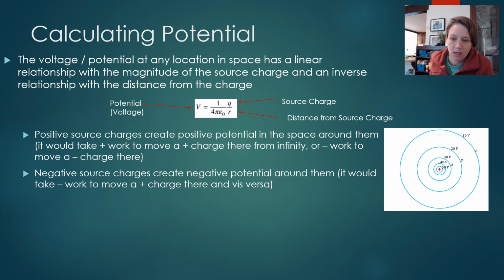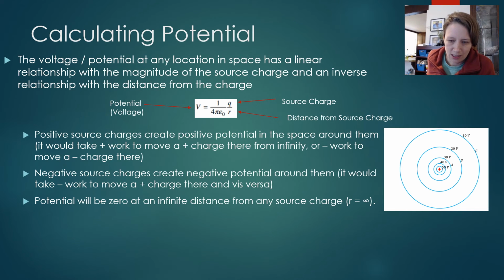charge there. If I had a picture of a negative source charge, the equipotential lines around it would be negative values, because it takes negative work to move a positive charge there and vice versa. For some reason I had a hard time on the internet finding the same picture that I just put on the slide with a negative source charge, but just imagine everything is flipped and it would be a big negative in the middle and all those values would be negative, increasing towards the source charge again. So the biggest negative values are going to be closest to the source charge.